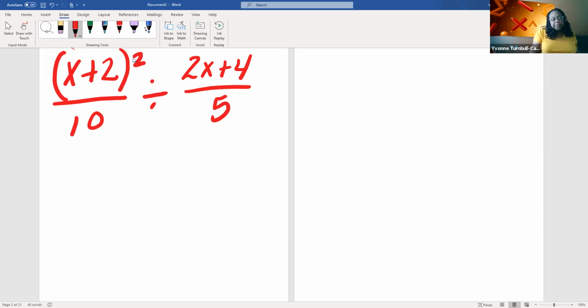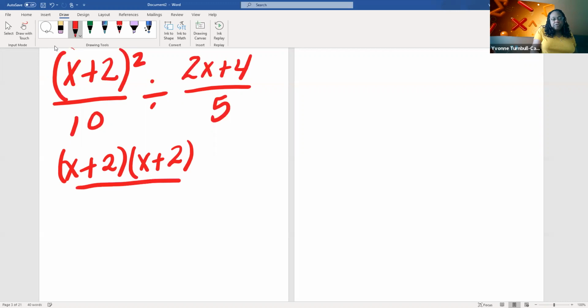All right, what I notice here is a binomial being squared. And when we're talking about rational expressions, remember you can only cancel if something is in factored form. So what I want to do is take my x plus 2 and write it in factored form. So I have x plus 2, x plus 2. I'm writing it in factored form so I can see factors, which will allow me to cancel. 10 is just an integer that stays as is. I'm going to change my division to multiplication. I'm going to reciprocate, so I'm going to put 5 in my numerator.